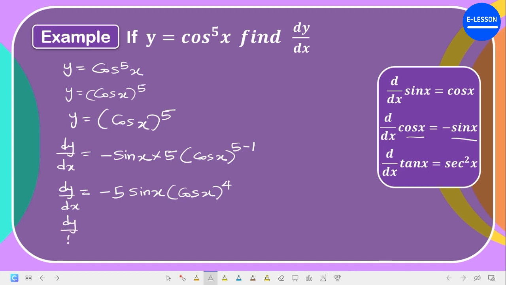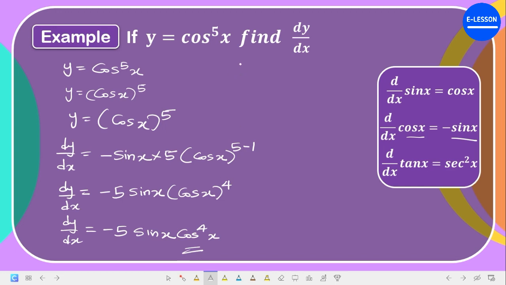And then your dy/dx is equal to minus 5 sin x, then cos. If you use this to multiply what you have here, it gives us cos⁴x. That is the answer to that question. Now let's take it again.